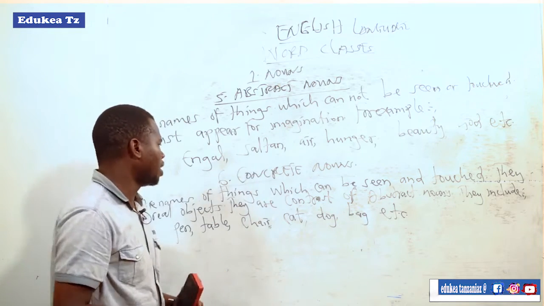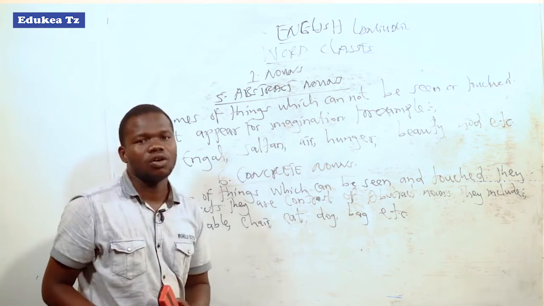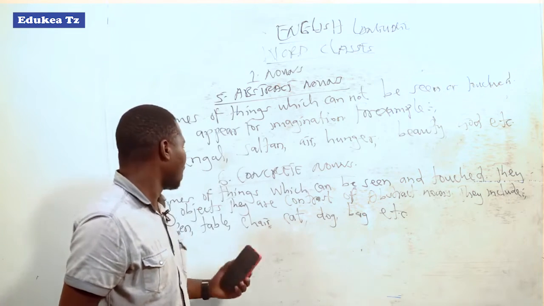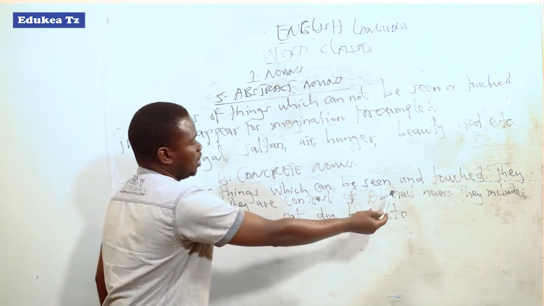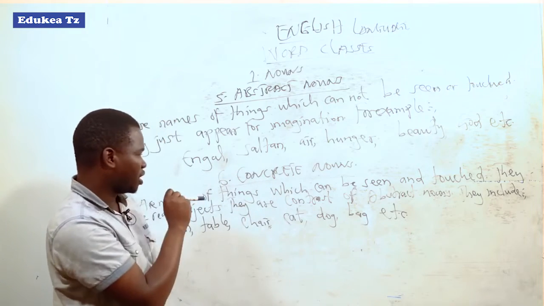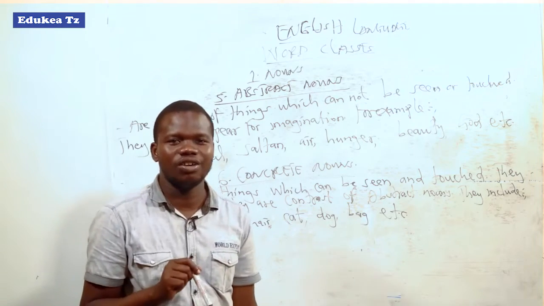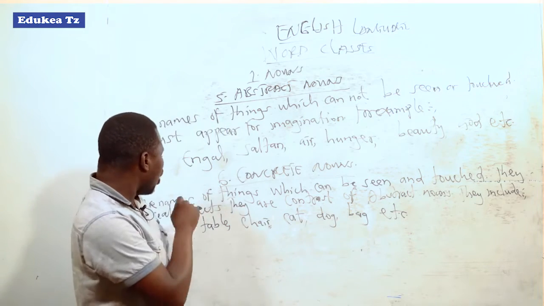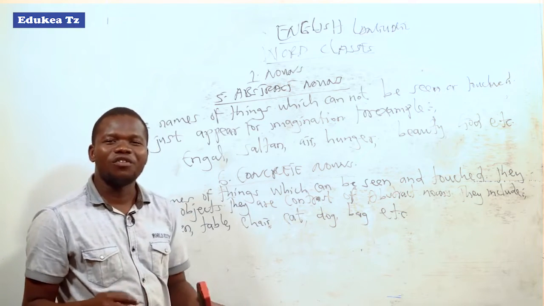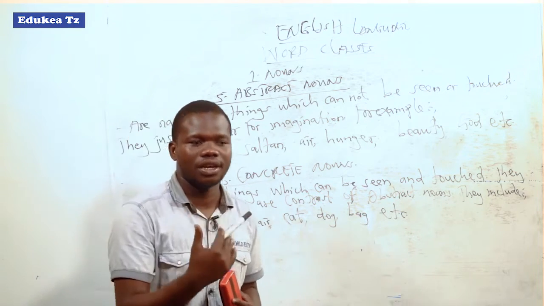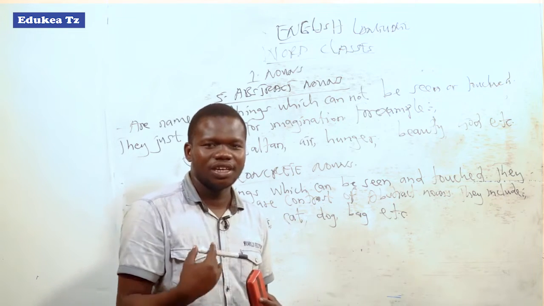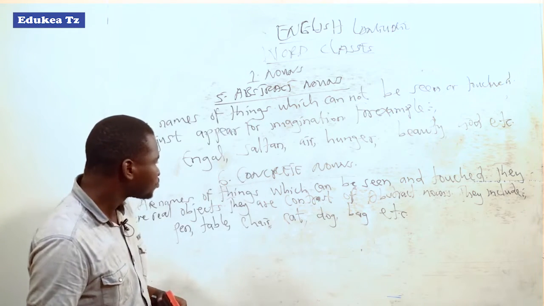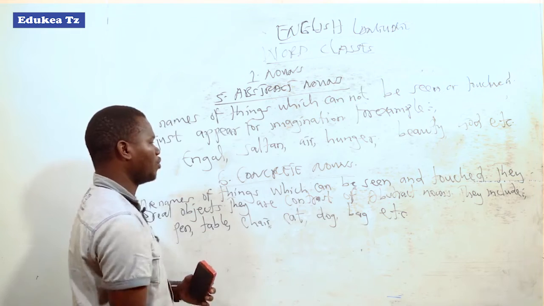nouns. Again, we have concrete nouns. So now concrete nouns are the contrast of abstract nouns. That's to say, these are things which can be seen and touched. These are names of things which can be either seen or touched. They are really objects. So they just appear for real, since we can observe them, we can see them, we can touch them, we can catch them, and the like. So as I said, they are the contrast of abstract nouns.